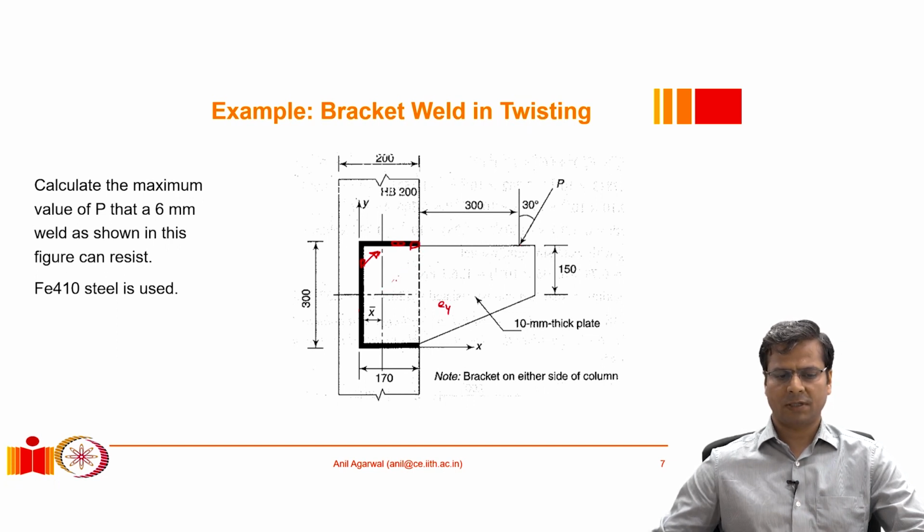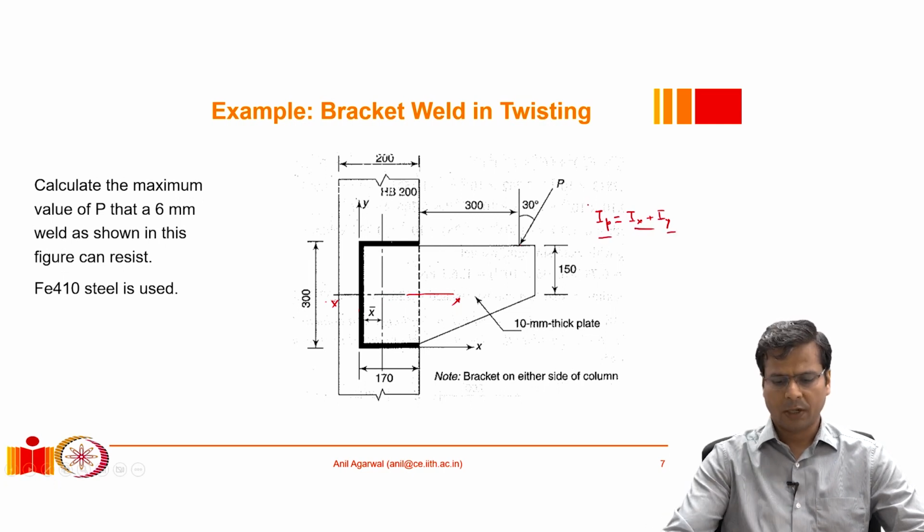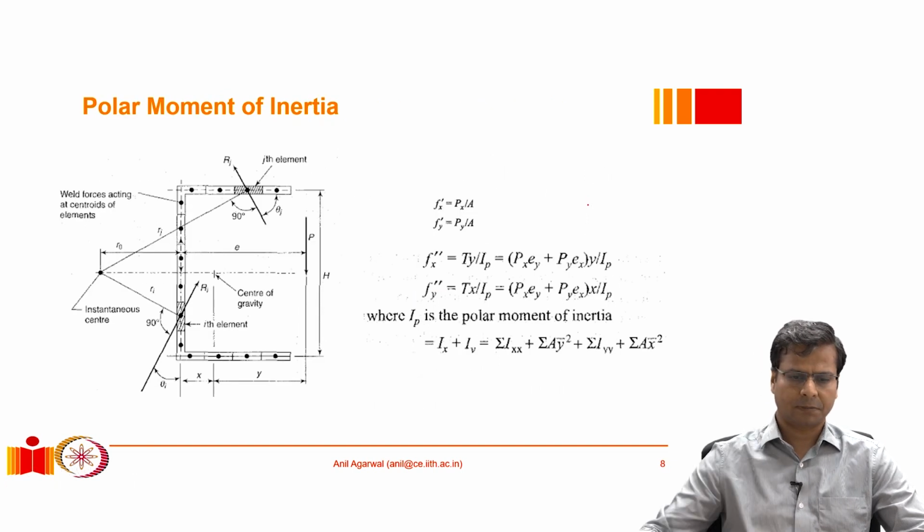Now, this is obviously a twisting situation, so we know that the inertia against twisting is basically known as polar moment of inertia, IP, which is equal to Ix plus Iy, wherein Ix and Iy would be, if we calculate the moment of inertia about this horizontal axis, we can call it Ix. And if you calculate the moment of inertia about the vertical axis, so we need to calculate the neutral axis in x direction and y direction. And when we calculate the moment of inertia about these two axes, we add them together and we get IP, polar moment of inertia. So that is one quantity that we will have to utilize.